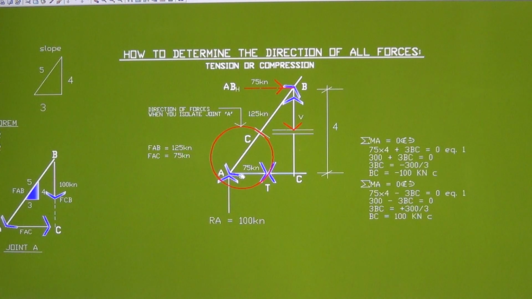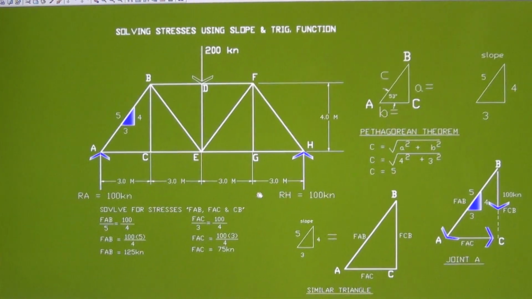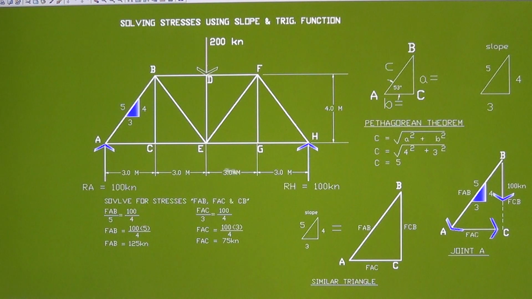And the horizontal member here is easy. If you have to analyze your forces as well, see that here? You have to have your own analysis first. You always start with the reaction because that's the known value there.